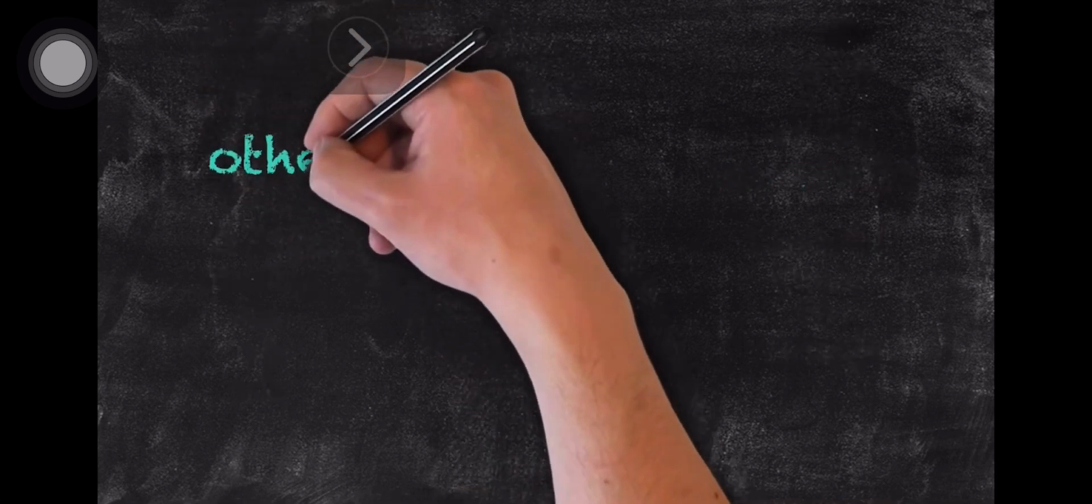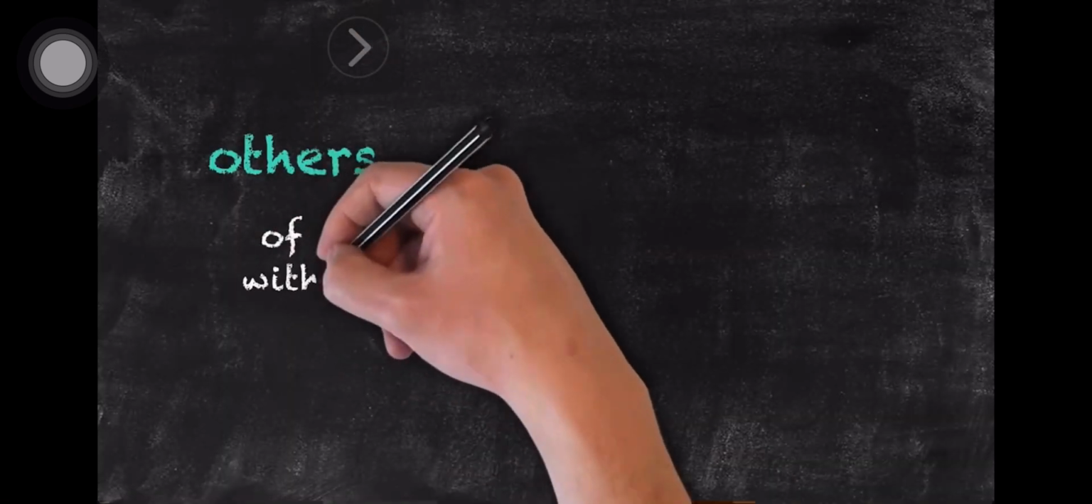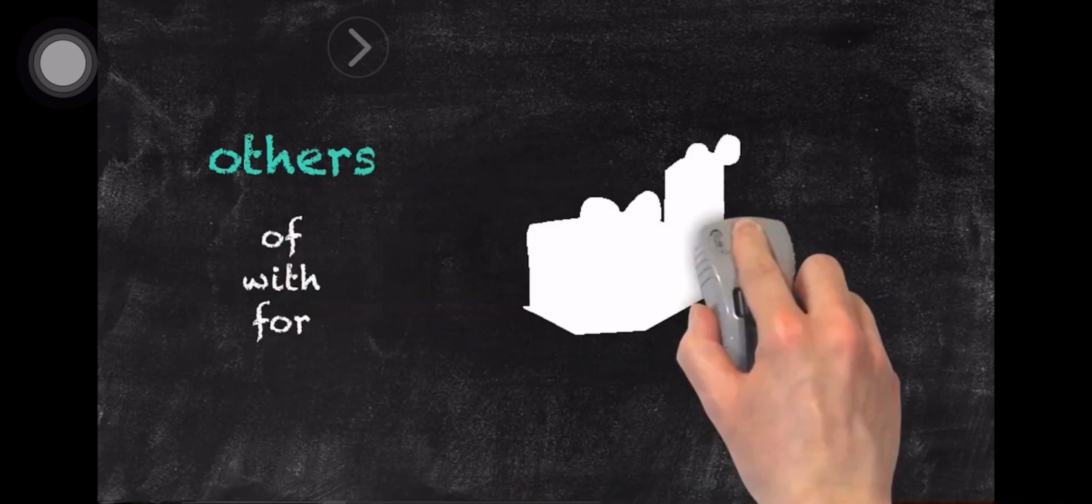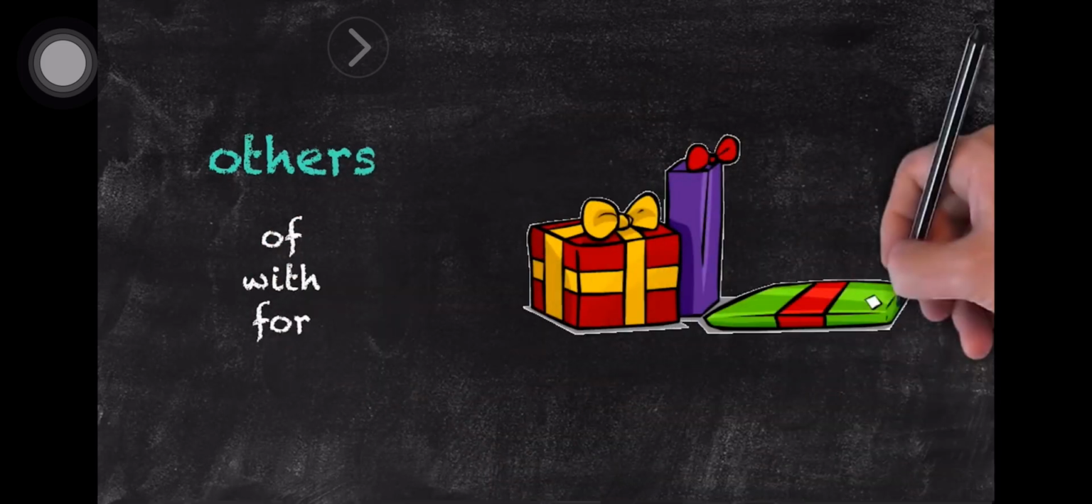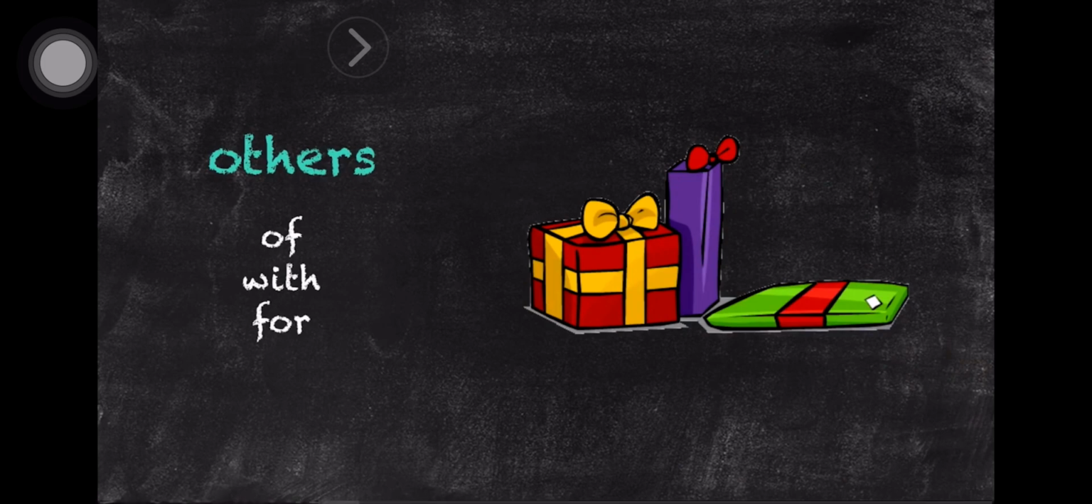Finally, we have our others: of, with, for, etc. I could say, this is a gift for Gary. Again, I'm showing a relationship between Gary and the rest of the sentence. Of course, the prepositions listed here are just a small example of all the prepositions.